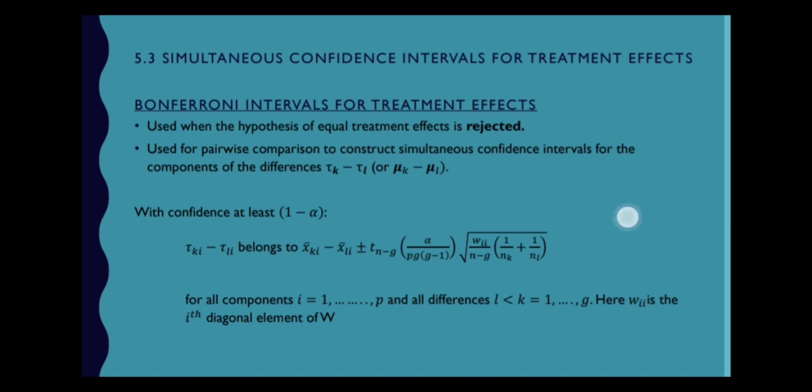So you know that the Bonferroni is more precise from the other method of confidence interval. Because of that, we use Bonferroni. So we will use this Bonferroni interval when the hypothesis of the equal treatment effect is rejected. Bila kita reject H not, so we need to proceed with the simultaneous test, dinamakan Bonferroni test.